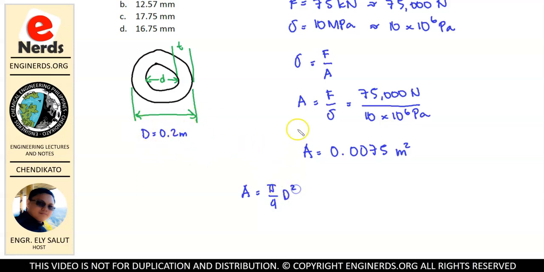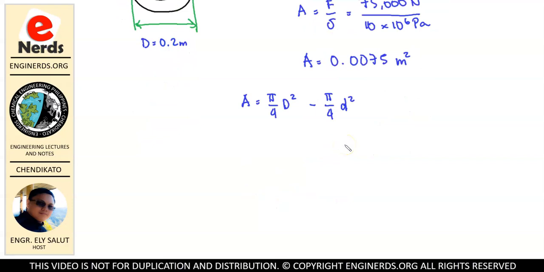So, d squared. And then, isusubtract natin itong area ng maliit na circle natin. So, minus pi over 4 maliit na d squared, no? Alright, so, alam natin yung ating diameter, yung outside diameter. So, ang di natin alam is itong maliit na d, which is diameter nung nasa loob. Pero alam na rin natin yung area. So, that means we can solve for d, diba?